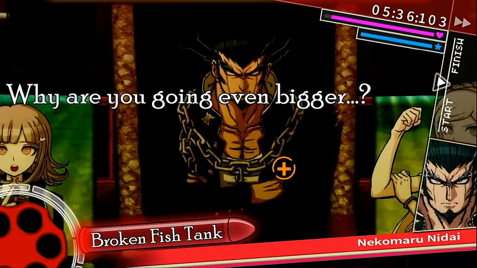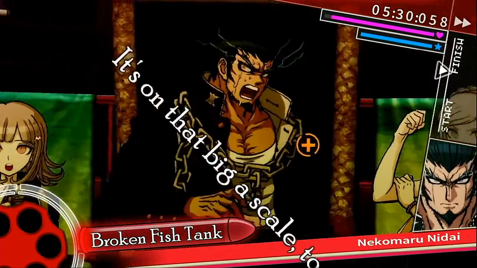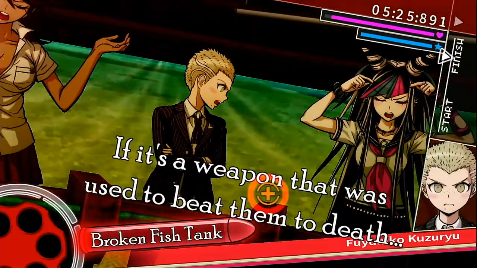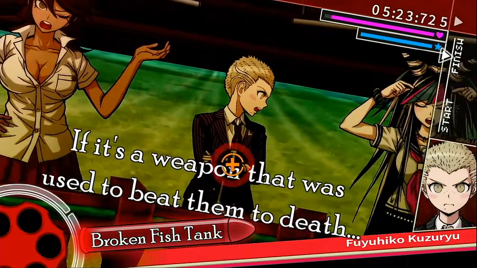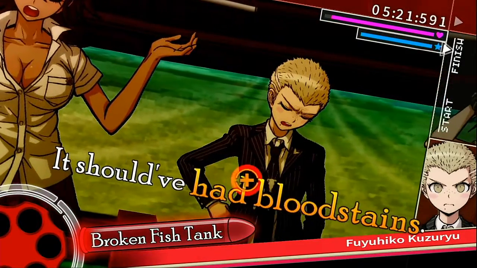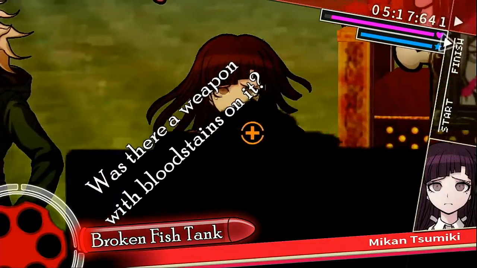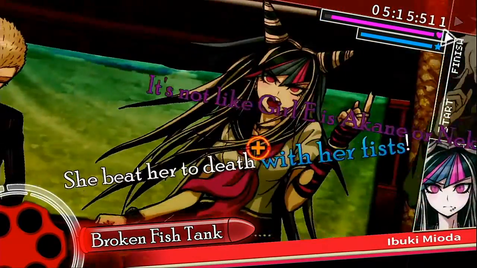Why are you going even... The investigation conducted. It's on that big a scale? How about beating her with gravel instead? If it's a weapon that was used to beat them to death, it should have had blood stains. Was there a weapon with bloodstains on it? She beat her to death with her fists!